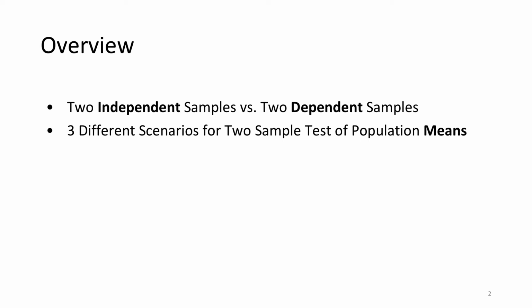Okay, so for two samples, first you need to decide if it's independent or not. If it's independent or if it's dependent. Because if it's dependent, it's basically one sample. We just kick this out from two samples and say, it's one sample. Okay, and then there are three different scenarios for two sample test for population means.